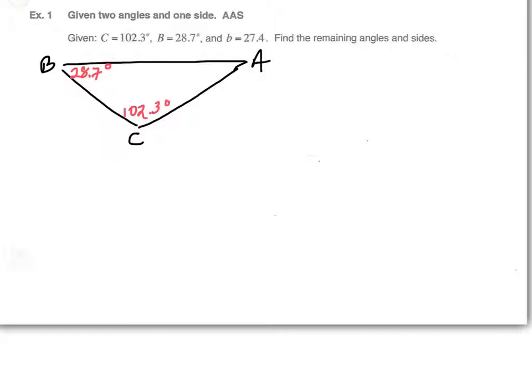And then opposite, side B is always opposite angle B. Side A is always opposite angle A, and side C is always opposite angle C. So you should know where those sides go. So since they gave me little side B, here's angle B, so side B is going to be across from angle B. Angles are always given capital letters, and sides are always given lowercase letters. So I know that side B is 27.4.